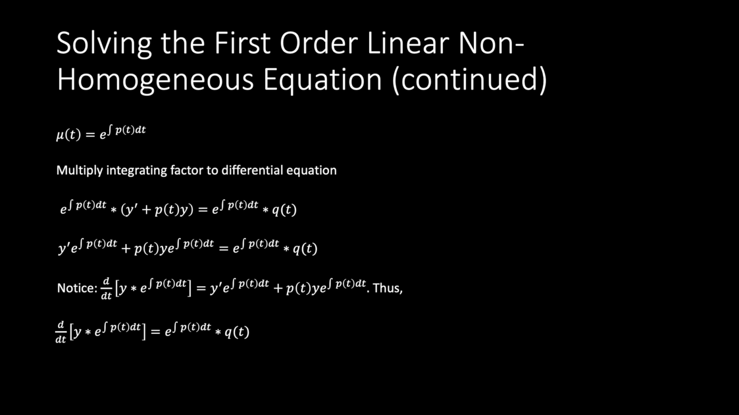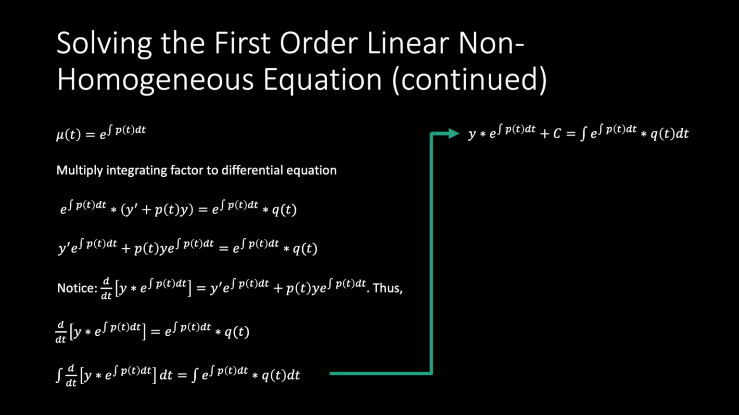Now let's replace that, and then we integrate both sides with respect to t. By the first fundamental theorem of calculus, we can write the left-hand side as just y times the integrating factor plus c, because we are integrating a derivative. Let's now move the constant to the other side, divide by our integrating factor, and simplify.